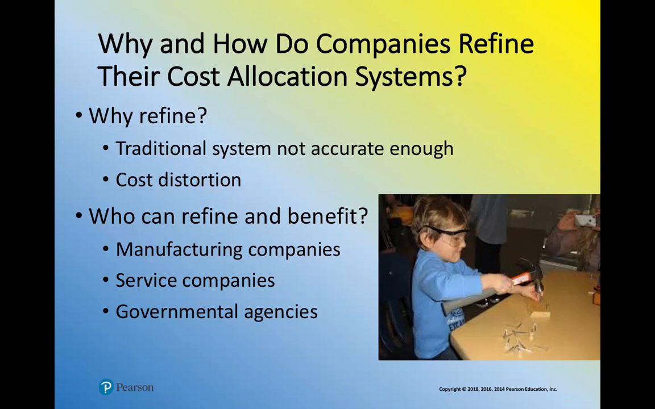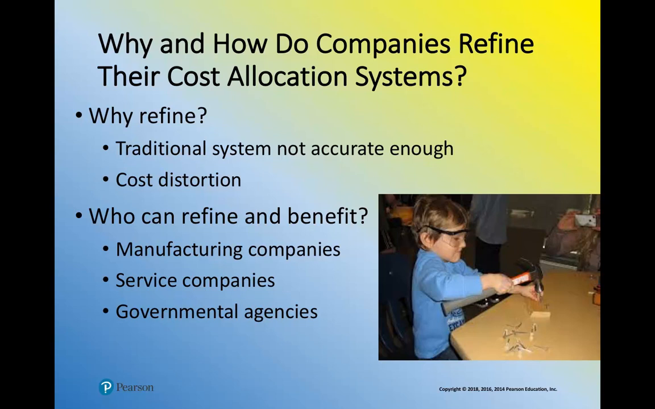The first question there: why do we refine? A traditional costing system, what we covered last chapter, where we take one plant-wide overhead and allocate it based off of one cost driver, isn't going to be the most accurate way to allocate that manufacturing overhead, especially in complicated manufacturers or service industries where not every direct labor hour requires the same amount of resource. So it's going to lead to cost distortion.